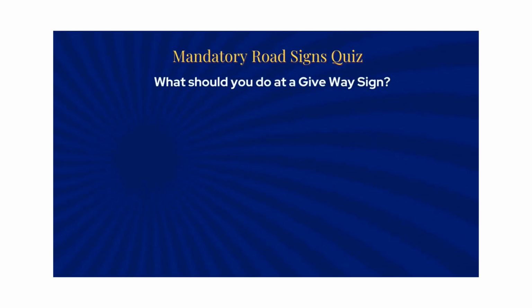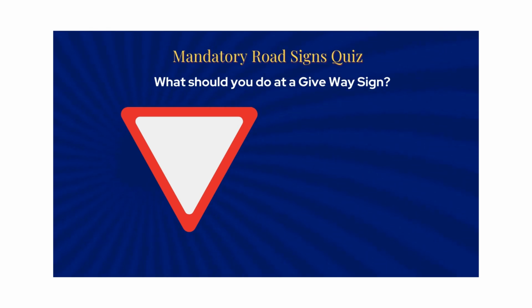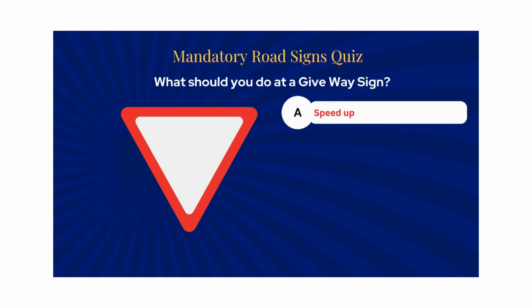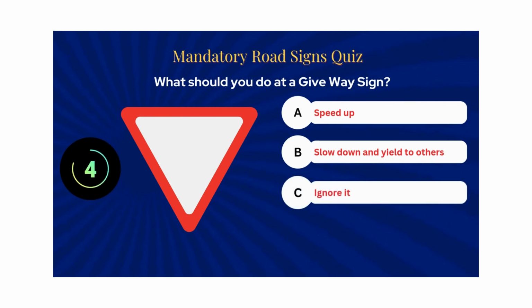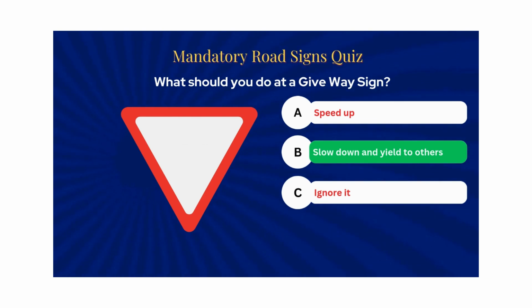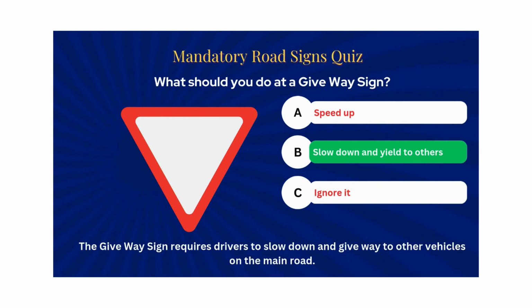What should you do at a give way sign? Options are speed up, slow down and yield to others, ignore it. The answer is slow down and yield to others. The give way sign requires drivers to slow down and give way to other vehicles on the main road.